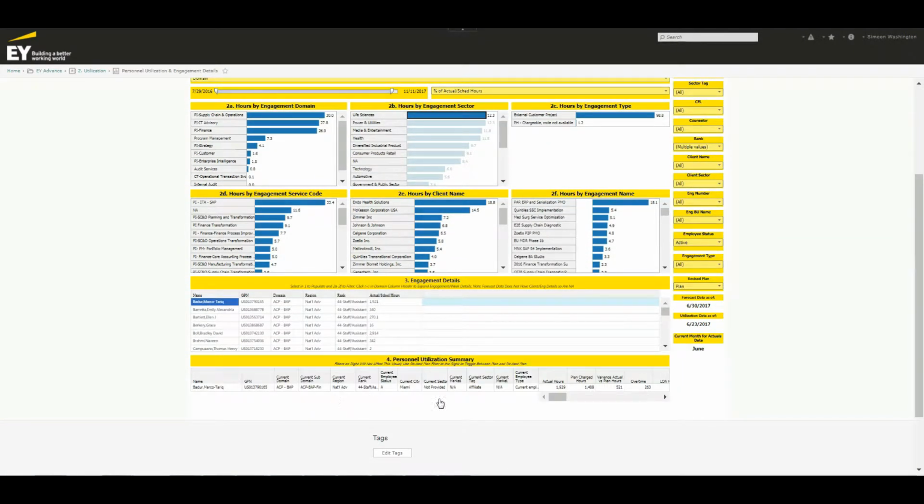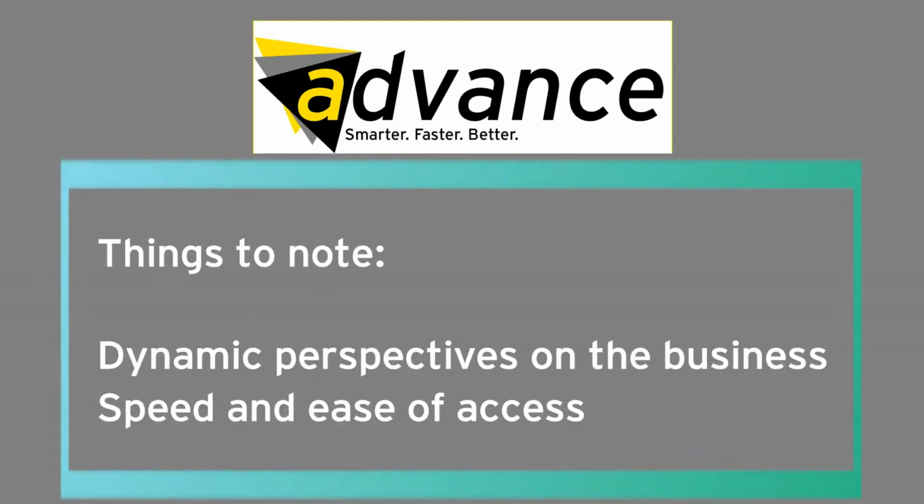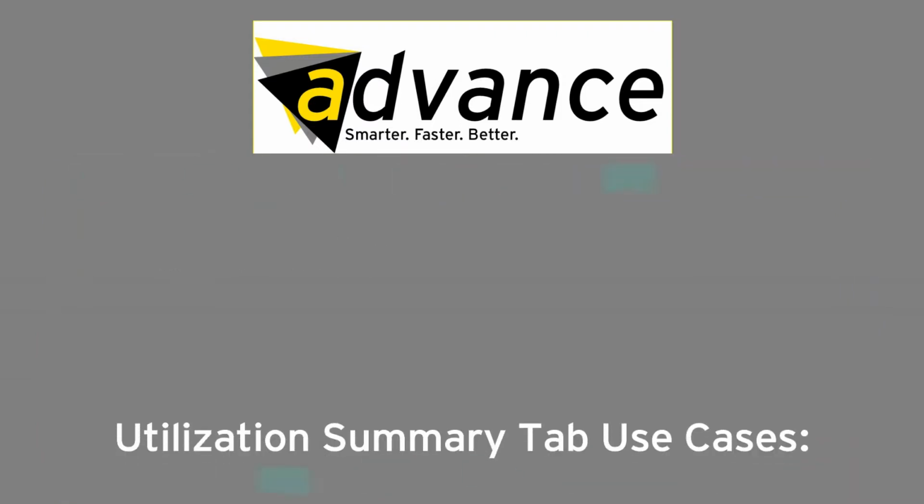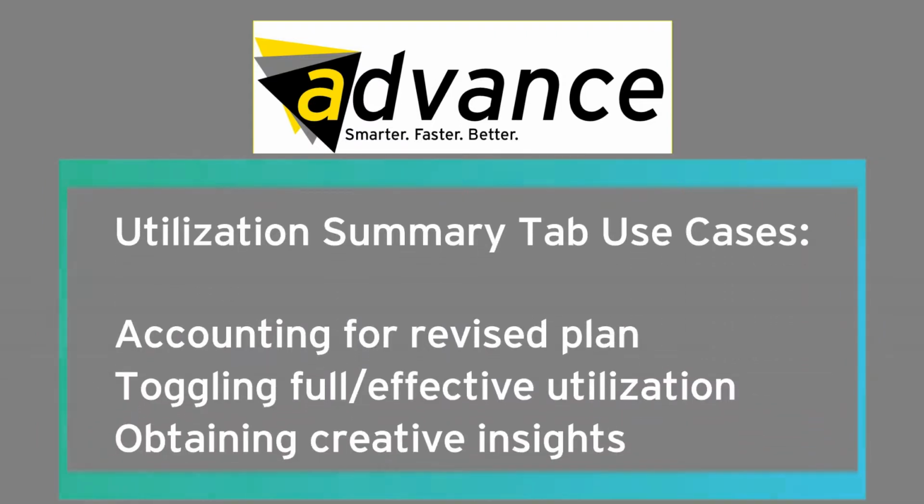To illustrate the power of EYAdvance over legacy reporting, we will walk through a few use cases. As we walk through these, don't only focus on the different perspectives of information the tool can provide, but also notice the speed at which we can gain these different insights. In just a matter of seconds, we can view the business from several different angles to get a deeper understanding of how our business is performing. We will look at the Utilization Summary tab, which is a high-level overview of utilization across the business.